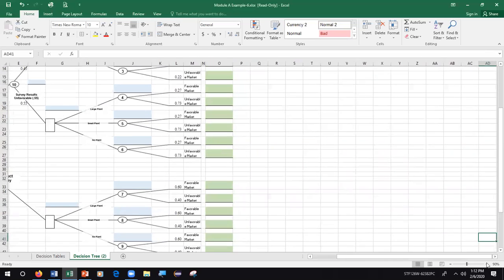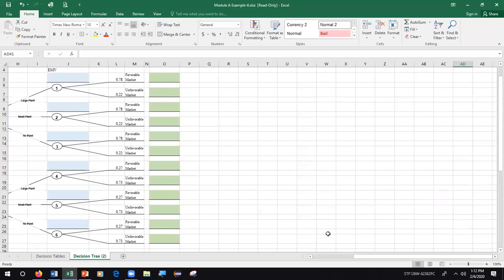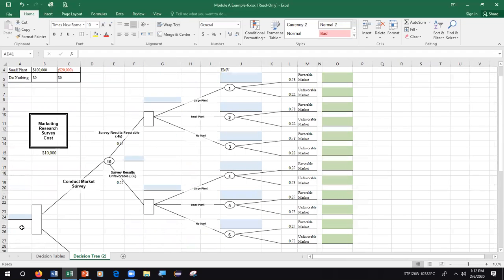Or let's go in a little bit farther. And then what you do is move on. Okay, let's say we're going to conduct a survey. So we go up here to this, this is a state of nature. These circles are states of nature. And then we move to another decision node. So we're starting with the decision: conduct market survey, don't conduct market survey. Let's just work on this top part since we're here.